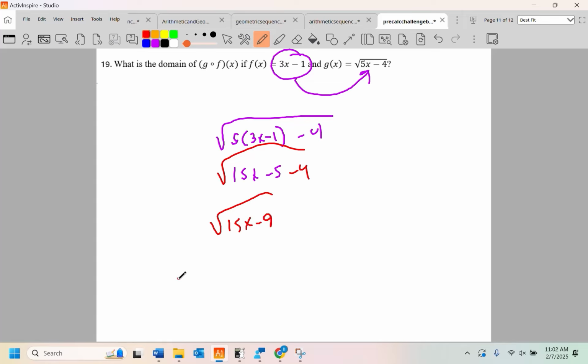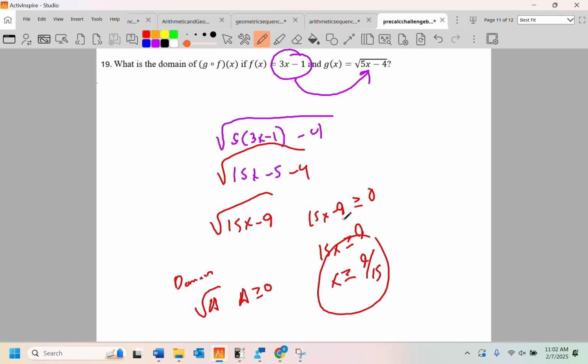Now, for domain, the square root of anything is greater than or equal to 0. So 15x minus 9 is greater than or equal to 0. 15x is greater than or equal to 9. X is greater than or equal to 9/15. 1 to go.